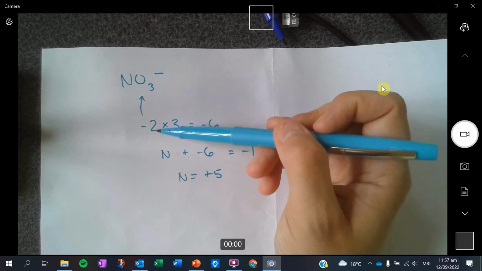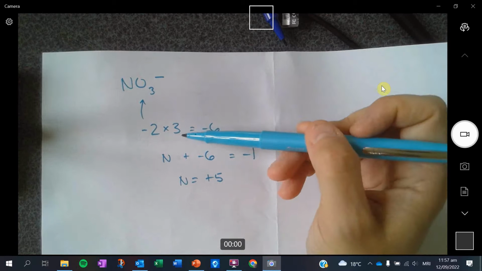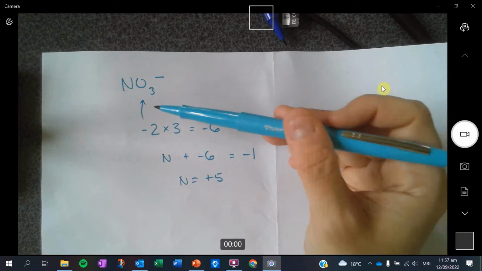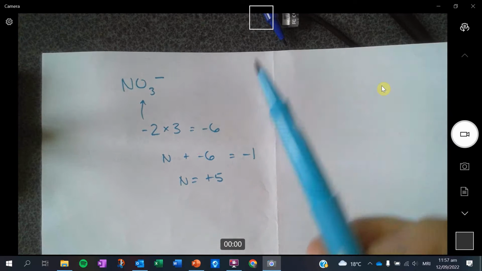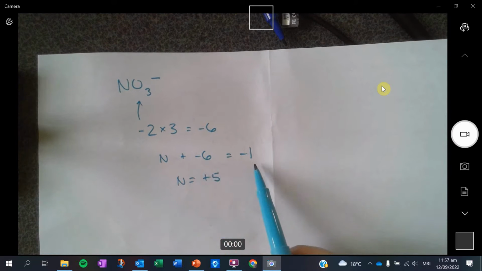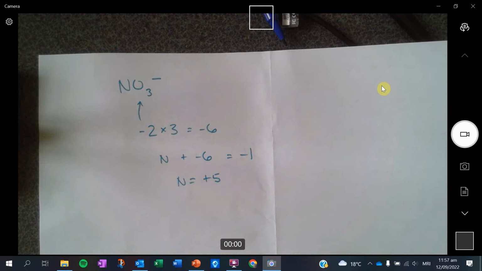Oxygen is -2, based off of those rules. I have 3 of them, so I need to multiply by 3. And so the total number that I get from there is -6. Now, with that -6, whatever nitrogen is, they need to add together to be -1, which is the charge of the polyatomic, which is using another one of the rules. Nitrogen must be +5 for that to work out. Just looking at some algebra.